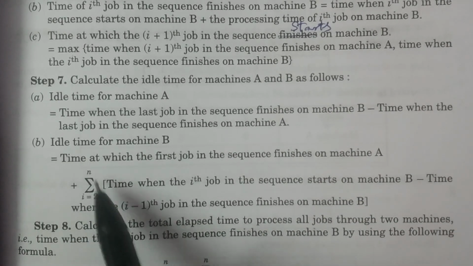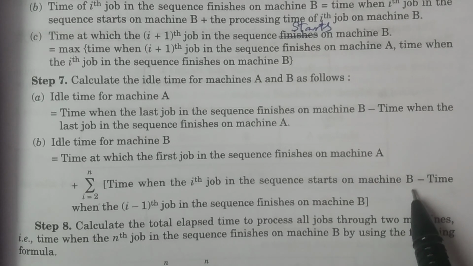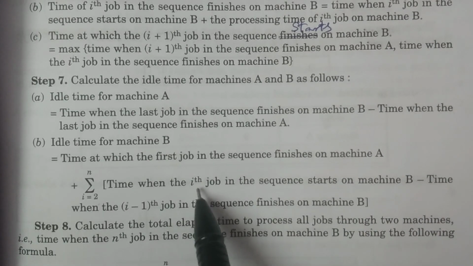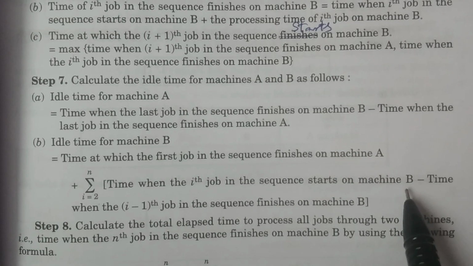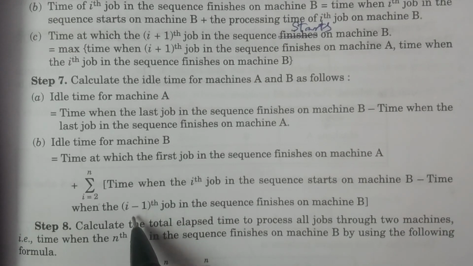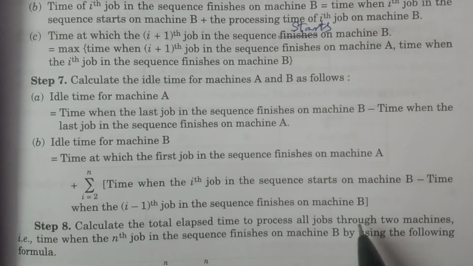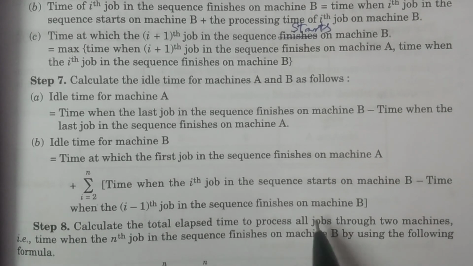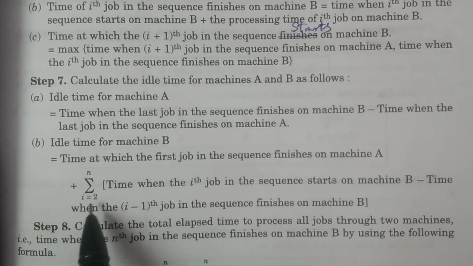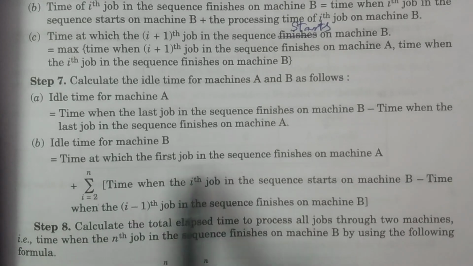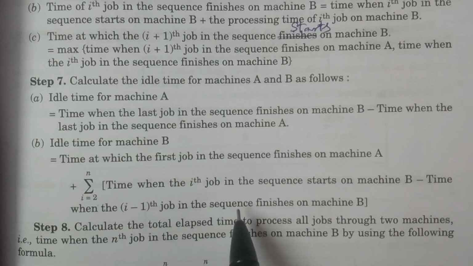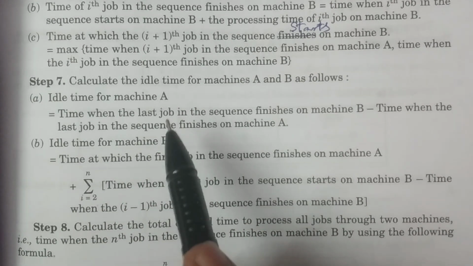Plus the summation for i equal to 2 to n, of the time when the ith job in the sequence starts on machine B minus the time when the (i-1)th job in the sequence finishes on machine B. For example, the third job in the sequence starts on machine B minus the time when the second job in the sequence finishes on machine B. If you calculate the difference between when the next job starts on machine B and when the previous job finishes on machine B, it is nothing but the idle time for i equal to 2 to n. For i equal to 1, this is the procedure; for i equal to 2 to n, this is the formula. So that you will get the idle time for machine B. These are the idle times for machine A and machine B.